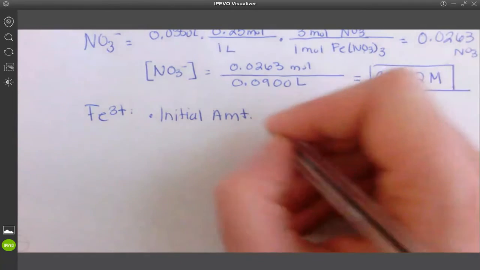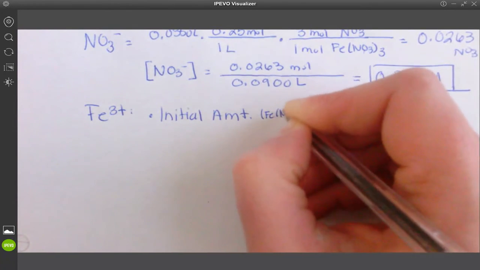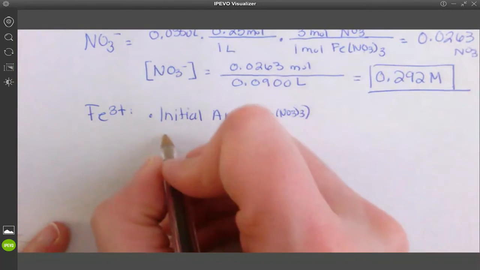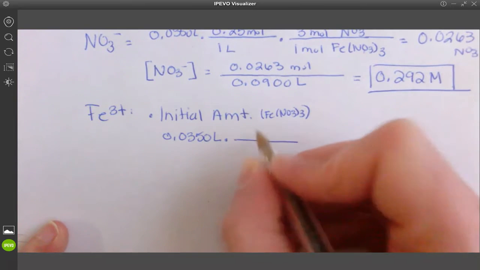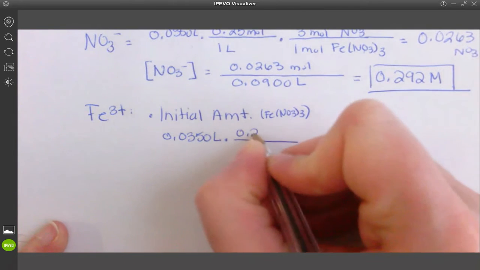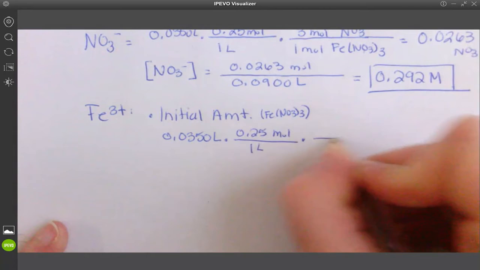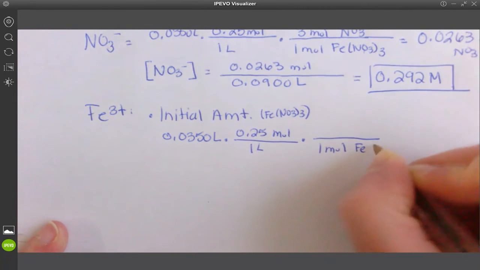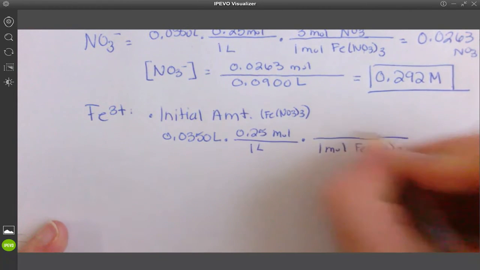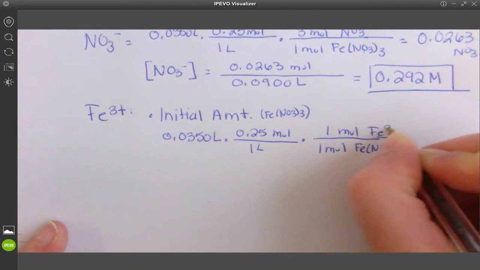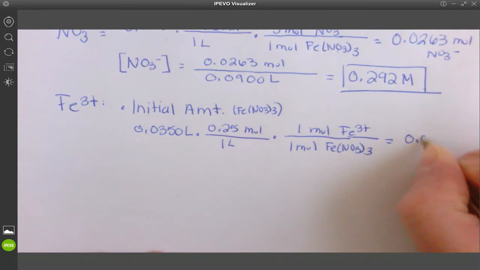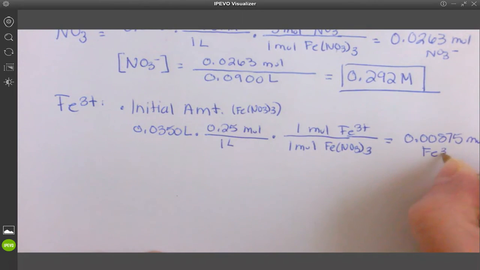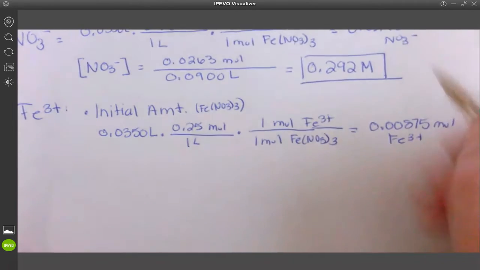I usually say the first thing I want to do is find the initial amount that was present. So I'm going to start with my Fe(NO3)3 solution. I'm going to take that 0.0350 liters of it that had a 0.25 molar concentration. For every 1 mole of my iron 3 nitrate, I had 1 mole of my iron 3+ ions, which means initially in my initial solution before the reaction, I had 0.00875 moles of Fe3+.